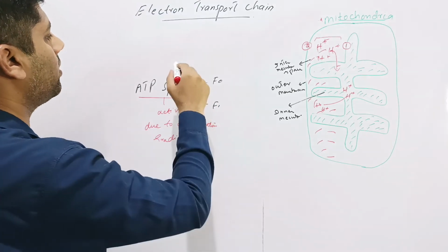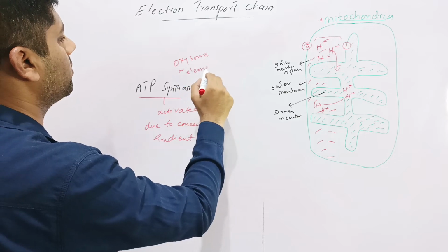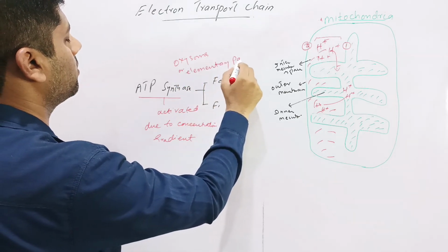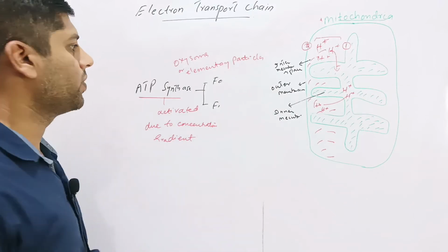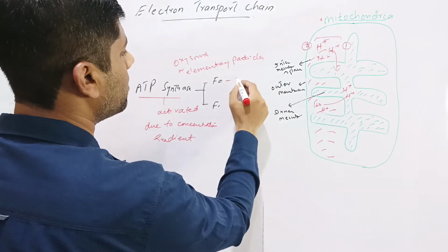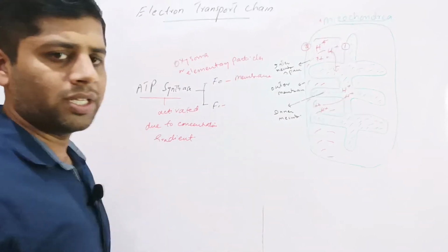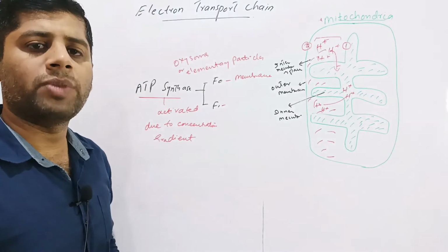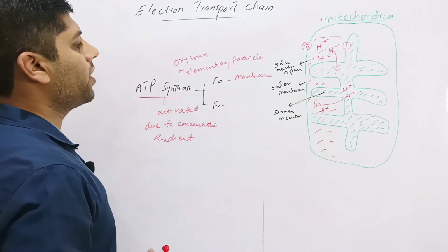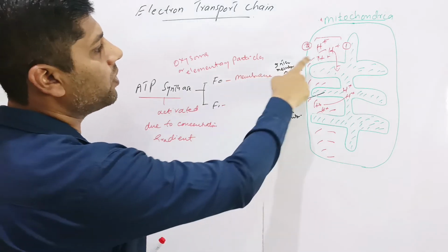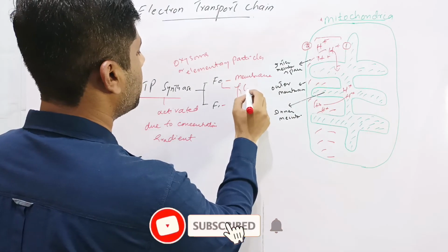These are also called oxysomes or elementary particles and are present in the membranes of mitochondria. The F0 particles are present in the inner membrane of mitochondria, and the F1 particle is also present in the inner membrane of mitochondria, projected towards the matrix. The F0 particle is related to the flow of hydrogen ions from the intermembrane space towards the matrix.